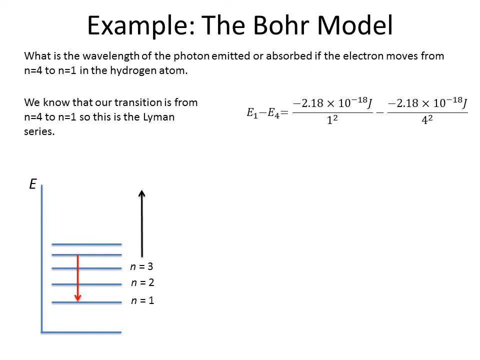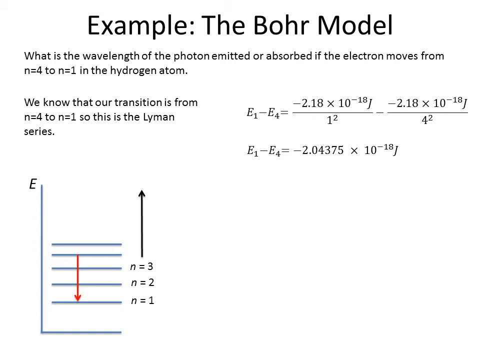So we calculate minus 2.18 times 10 to the minus 18 over 1 squared. We're doing our final minus our initial, so we subtract the initial state, which is minus 2.18 times 10 to the minus 18 over 4 squared. We started in 4 and ended in 1. If we subtract these energies, we get minus 2.04 times 10 to the minus 18 joules.